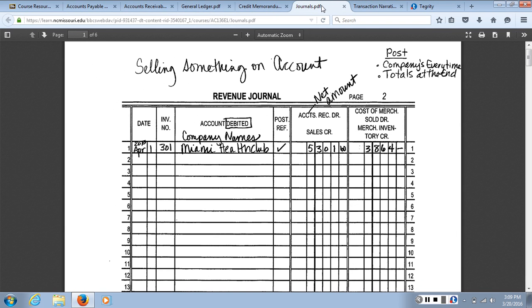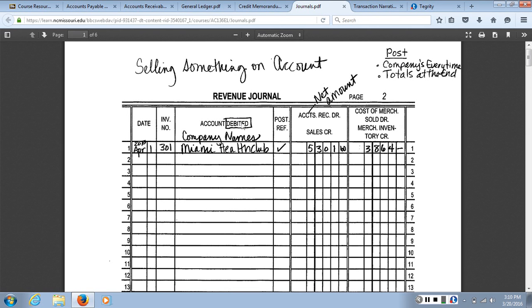Okay, so I'm going to click over to my journal page. This is a revenue journal. You will use this for selling anything on account. You will be putting in the company names, invoice date, and how much the invoice was for. The narratives seem to use the word net amount, so I wrote that up there, and then how much those merchandise items cost you. I also made a note here that for posting, you will post to these company names every single time you write them.